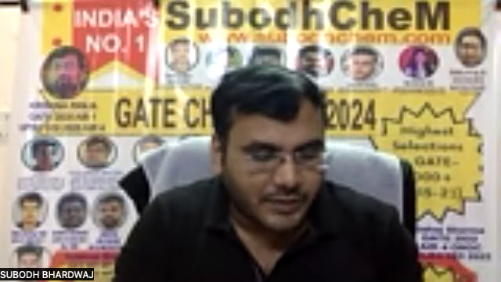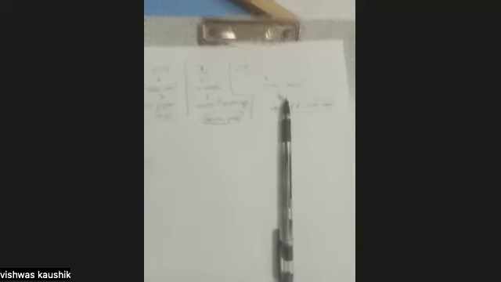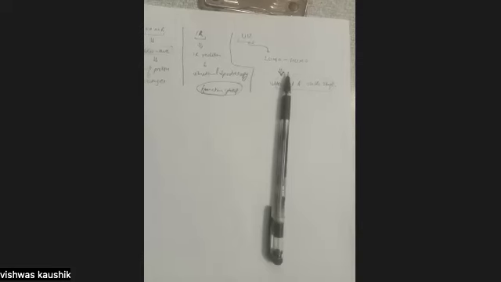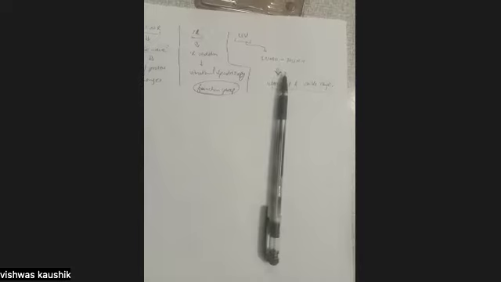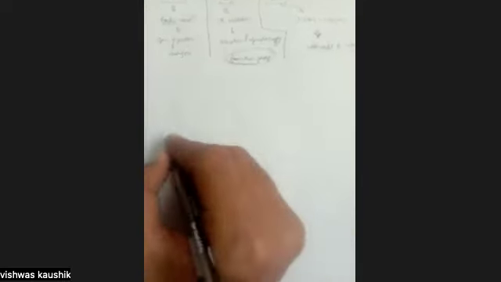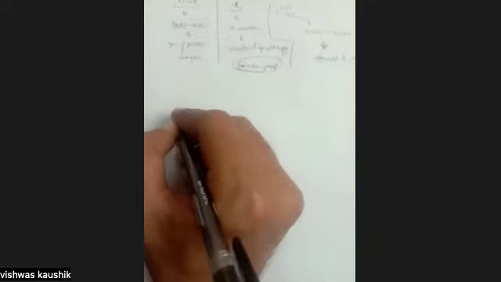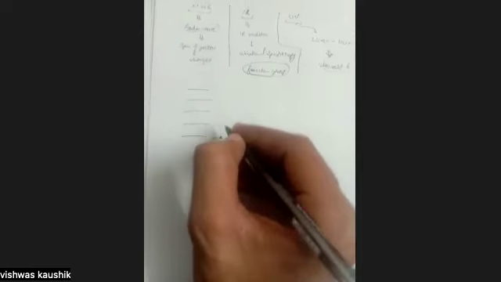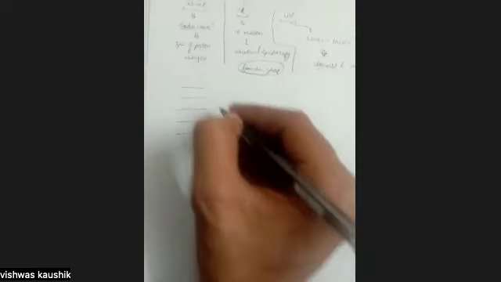What is electronic transition? How many types of electronic transitions? Electronic transitions in UV. Okay, types of electronic transition. We have mainly sigma orbital, then pi, non-bonding, pi star, and sigma star.